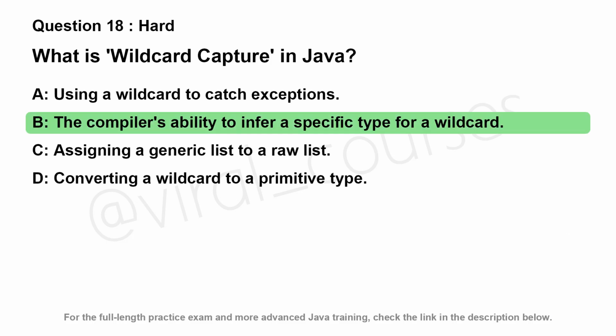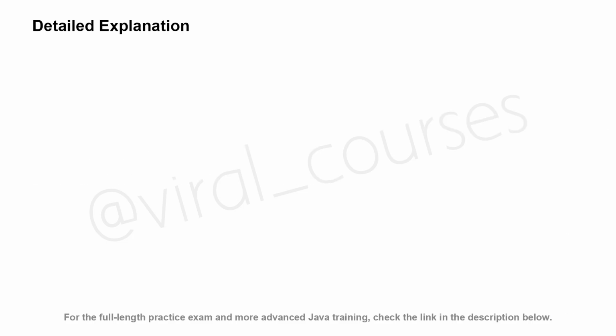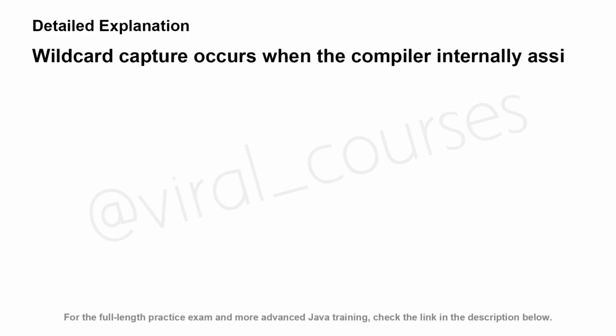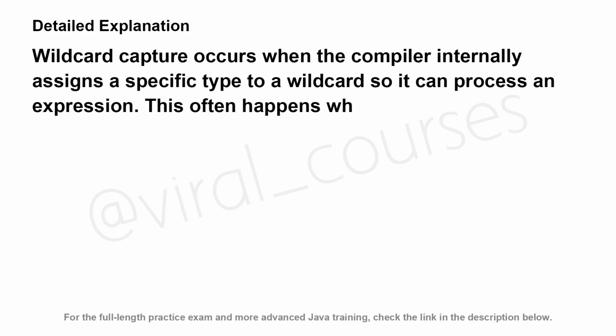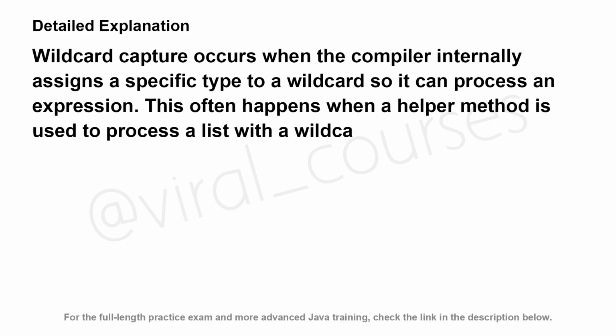The correct answer is B. Wildcard capture occurs when the compiler internally assigns a specific type to a wildcard so it can process an expression. This often happens when a helper method is used to process a list with a wildcard.